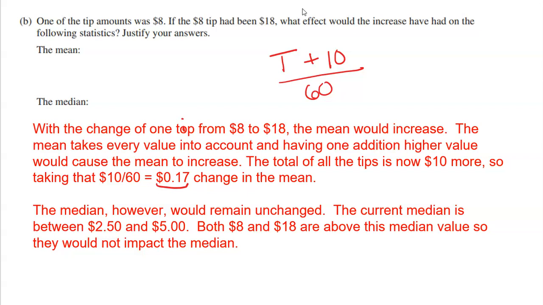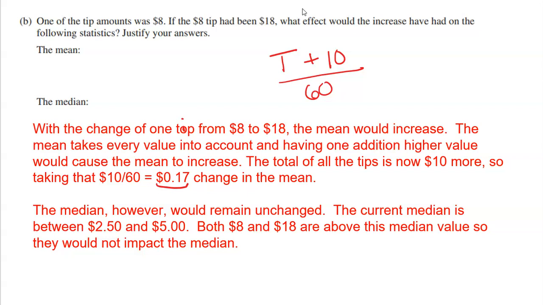Now, the median, however, would remain unchanged. The current median is between $2.50 and $5, which I've already explained, but both 8 and 18 are above the median. So remember, the median just cares about being in the middle. So the original tip of $8 is still above the median, and the new tip, if that 8 got changed to 18, it's still above the median. So it's not like I'm adding more data to one side or the other that's going to cause the median to change. So the median would remain completely the same.